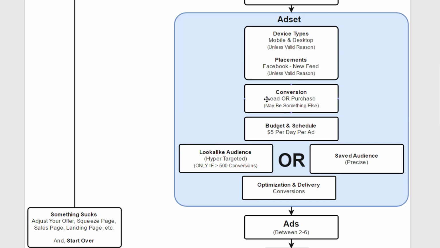For conversion, you're going to select lead or purchase, depending on what your goal is. If you're trying to get leads, you're going to select lead. If you're trying to get purchases, you'll select purchase. And of course, it could be something else as well if you have a different conversion goal. For budget and schedule, you're going to select $5 per day per ad. Now, if we look down here, we're going to have between 2 and 6 ads at a time. So that means you're going to spend between $10 and $30 a day. So if you have 2 ads, you'll spend $10, 3 ads, $15, 4 ads, $20, 5 ads, $25, 6 ads, $30. Right? Makes sense.